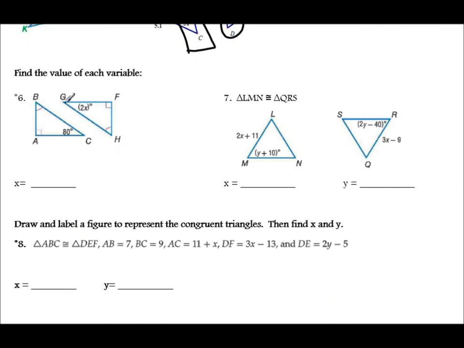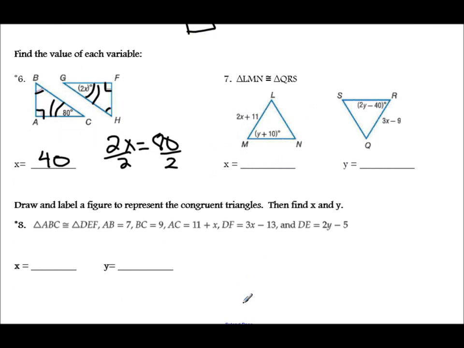Okay, number 6. If this angle is congruent to this angle, and the 90-degree angle is congruent to the 90-degree angle, then whatever's left at angle G has to be congruent to 80 degrees at C. So 2x has to equal 80 degrees. So divide by 2, x has to be 40.